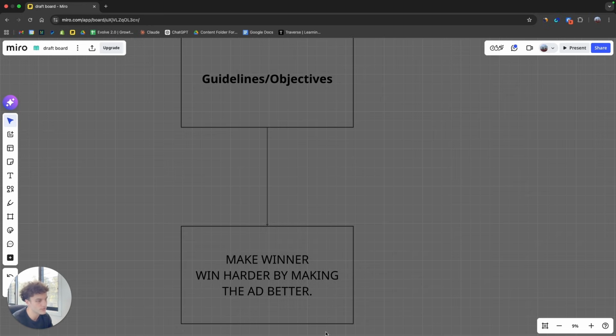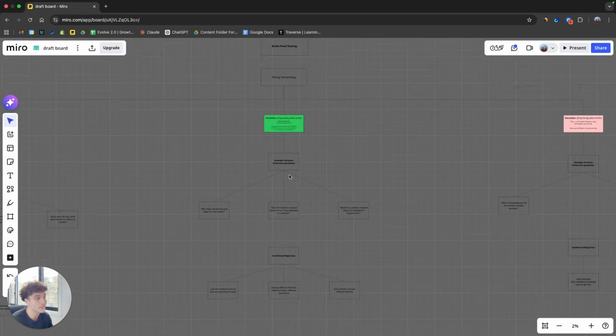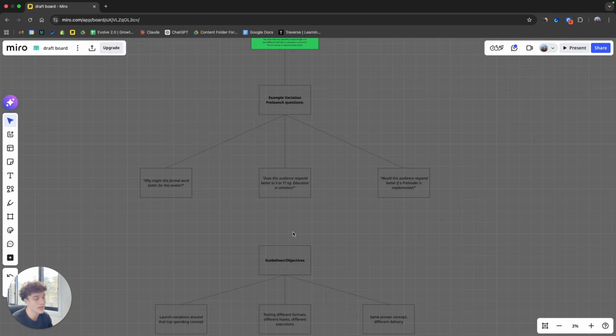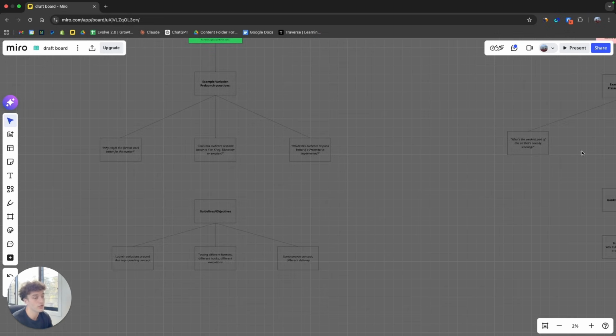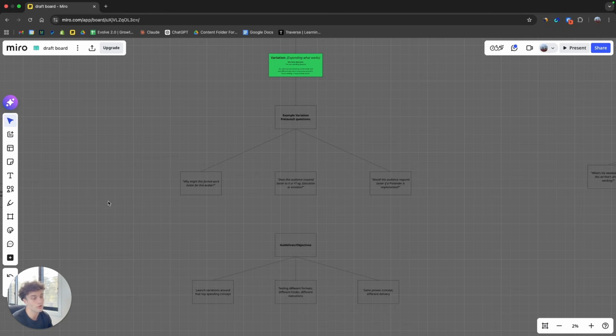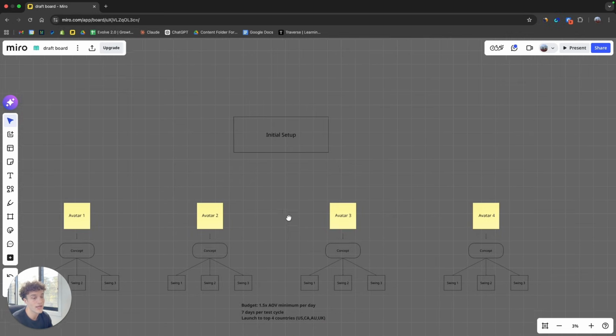So the guidelines, objectives: make the winner win even harder by making the ad better. Very, very simple, very, very straightforward. But now hopefully you guys get an understanding of exactly what these concepts mean, how I implement them during my testing, because they are very, very crucial. If you don't understand them, you'll be launching just all over the place. So now that you guys understand that, we can move on to the initial setup of our campaign.